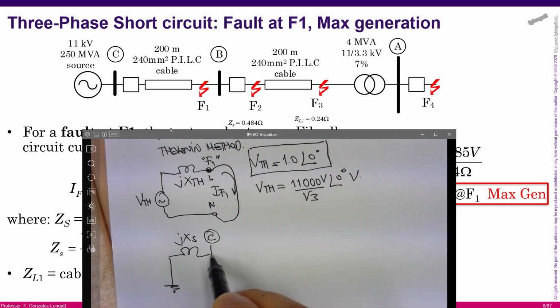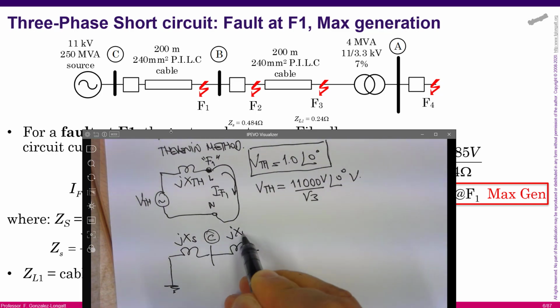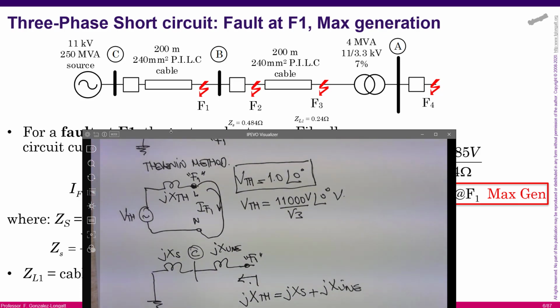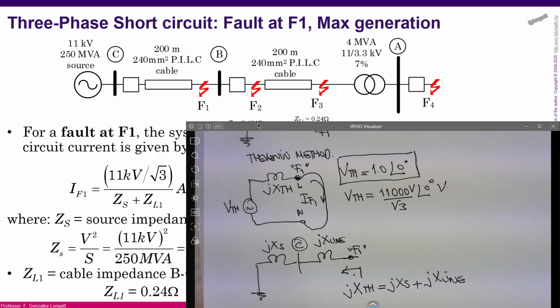This is the bus bar C. This is the line. And this is the fault point, F1, okay? What we need to do is calculate the Thevenin reactance here, okay? In this case, it's extremely simple. It's the sum of the source plus the transmission line, okay? If we are using ohms, you must remember that from here we can see the calculations. Let me show you the calculations.